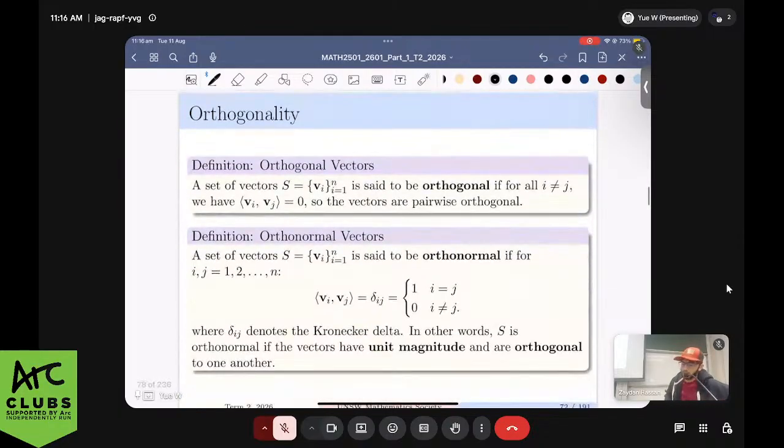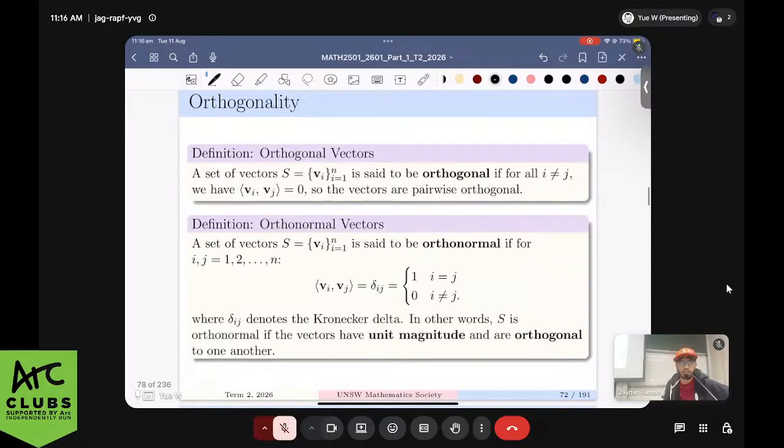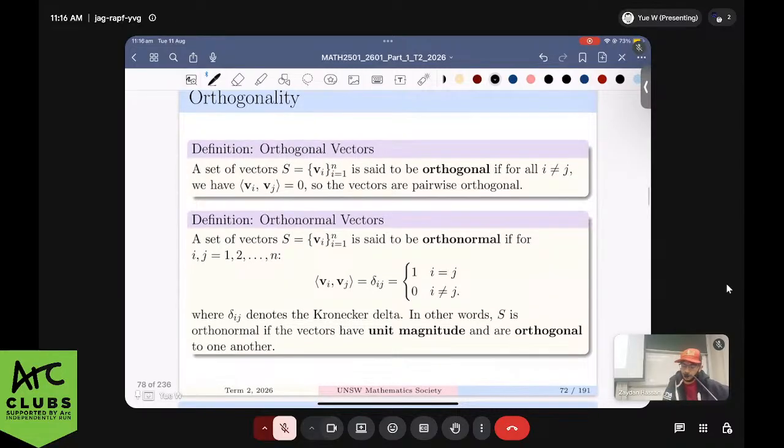Orthogonality. So you have an orthogonal set of vectors. What does that mean? It means that they're pairwise orthogonal, which means that if you take any two distinct vectors from the set and you take the inner product, you'll get 0. I said distinct, by the way. If you take the inner product with itself, that's not going to be 0 in general.